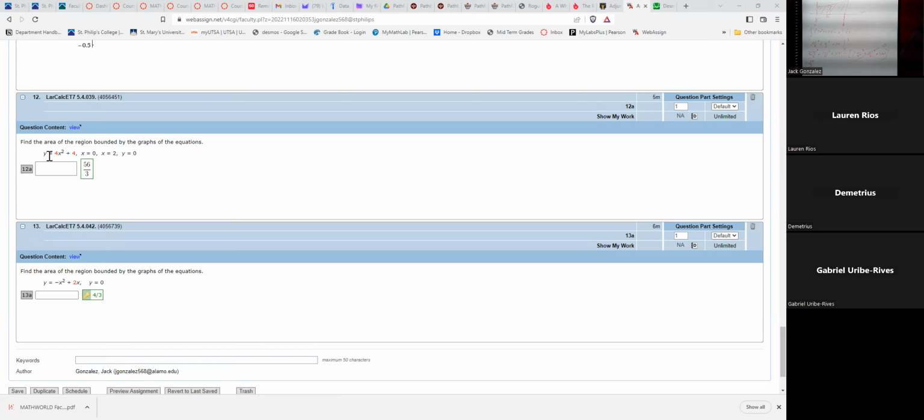Number 12 is the one we just did, very similar. So you're going to graph it yourself and then figure out, okay, where am I integrating from? Most likely it is going to be 0 to 2, but you should graph it to check. And then you'll do what we just finished doing. This is the same thing.